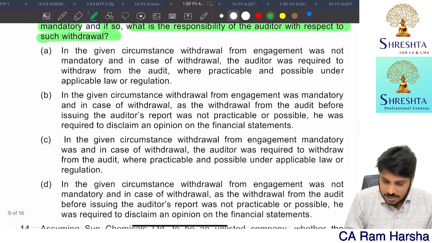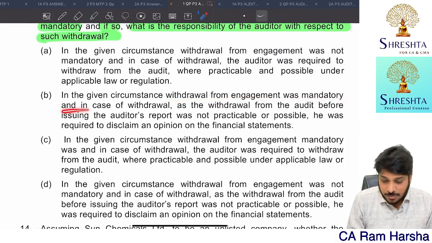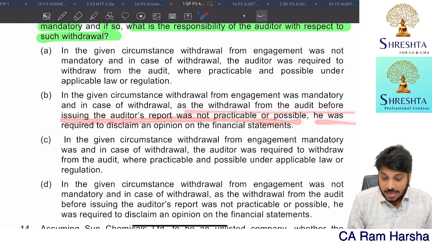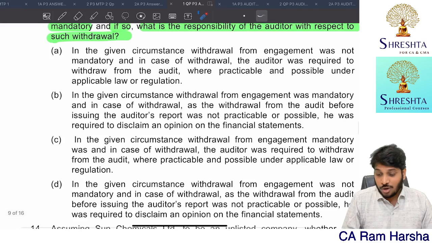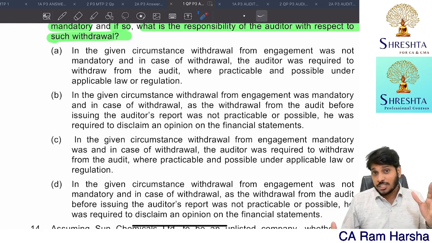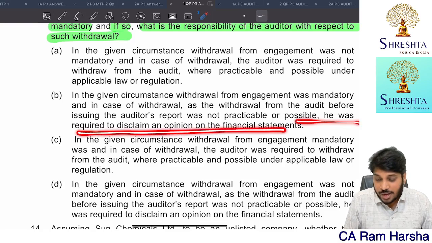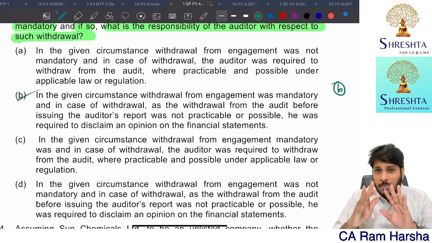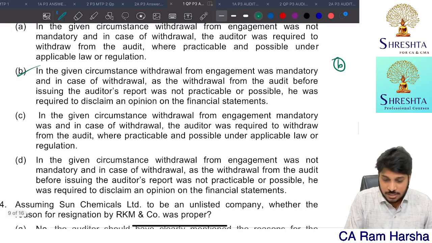In the given circumstance, withdrawal from engagement was mandatory, and in case of withdrawal, as withdrawal from the audit before issuing the audit report was not practicable or possible, he was required to disclaim the opinion. Obviously, you have to withdraw mandatorily, but before giving the audit report, withdrawal is not possible because it's a listed company, LODR regulation applies. Since you have to give the audit report before withdrawing, you don't have evidence. What will you do? He has to give a disclaimer of opinion. The answer is B. B, I feel right, but we'll see. Don't conclude. C and D also we will see.